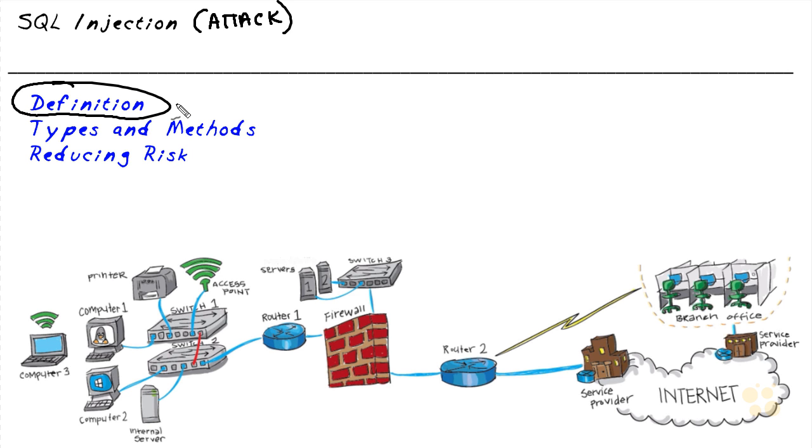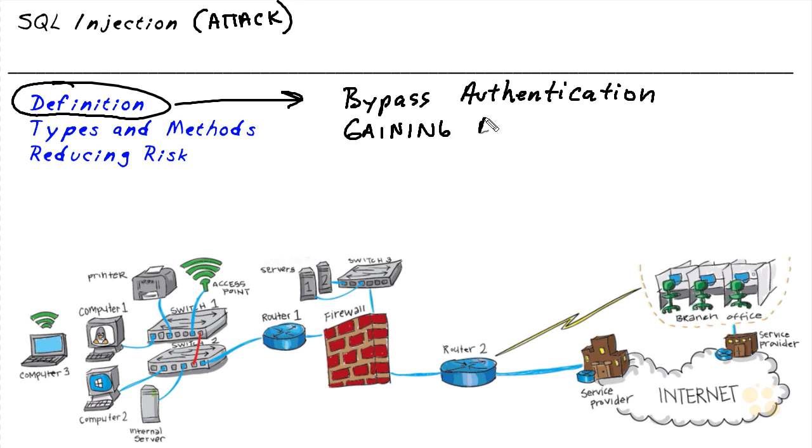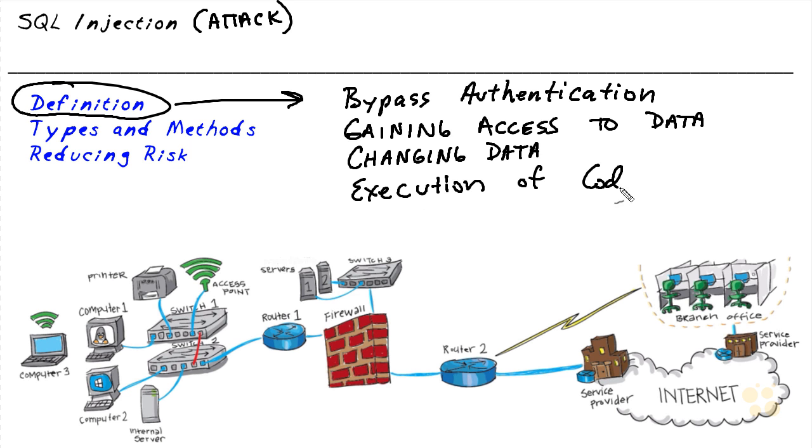And some of the benefits of a successful attack could be that we're bypassing authentication or gaining access to information or data that we shouldn't have. That could also include changing data, which we shouldn't be able to change, which would impact the integrity or the reliability of that data. There's also the possibility of doing execution of code on the database server. So how would that be?